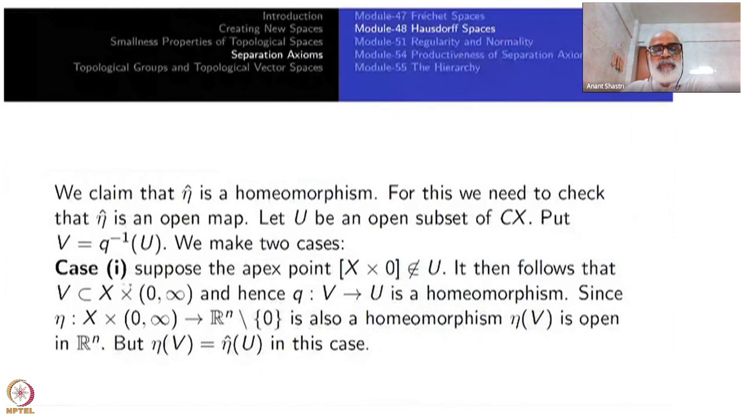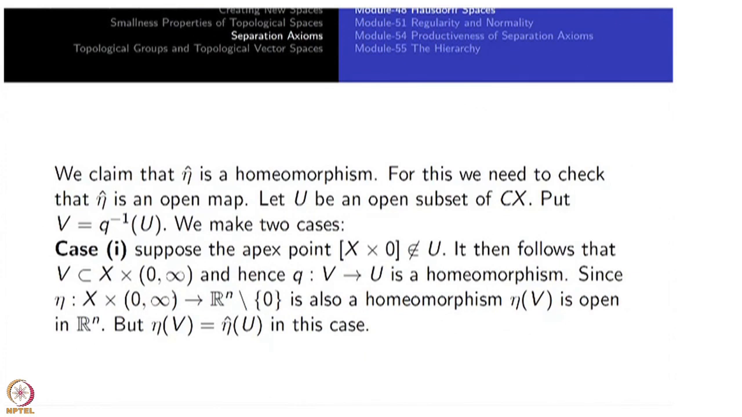We make two cases. Suppose the apex point (x, 0) is not in U. That just means that V is completely contained inside X cross the open interval (0, infinity) and Q from V to U is a homeomorphism. This case is very easy. This we have already analyzed. Since eta from X cross (0, infinity) to Rn minus 0 is a homeomorphism, eta(V) is open, okay? And in this case, eta(V) is the same thing as eta hat of U, okay? So this part is okay.